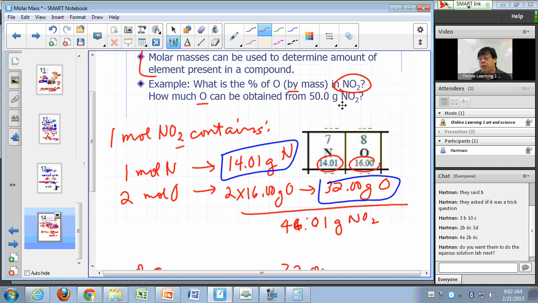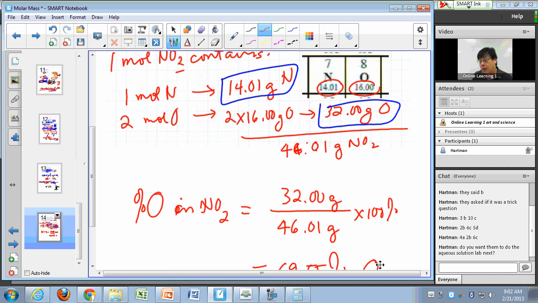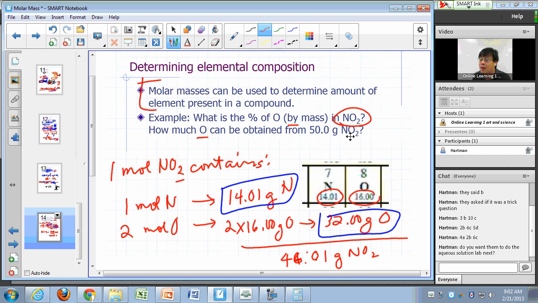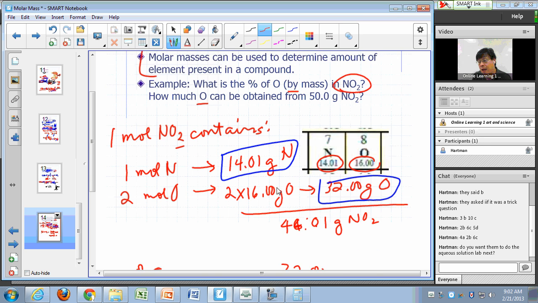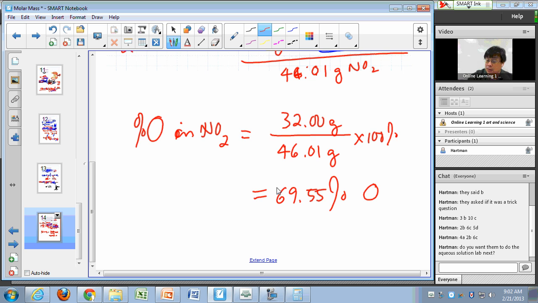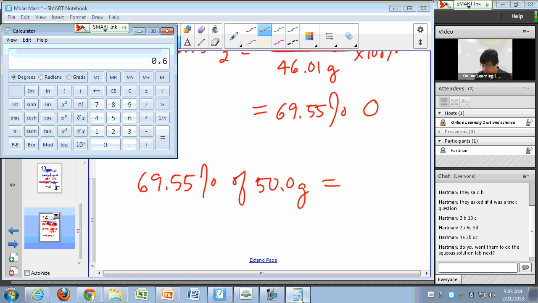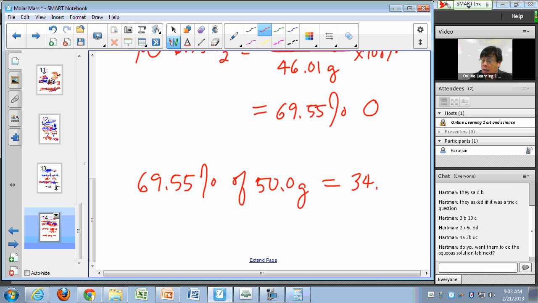Okay? Now, how do you answer this next question? How much oxygen can you get from 50 grams? Well, that's about 70%, right? 70% means if you have 100 grams, you get 70 grams. So if you only have 50 grams, then half of 70 would be 35. So let's do that. 69.55% of 50.0 grams, in your calculator, 0.6955 times 50, that's 34.78 grams. Okay, so that's how much oxygen you can get from the 50 grams.